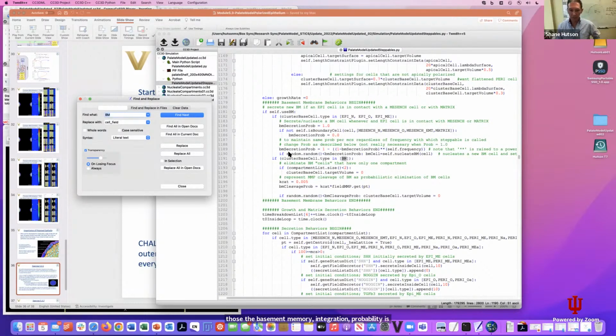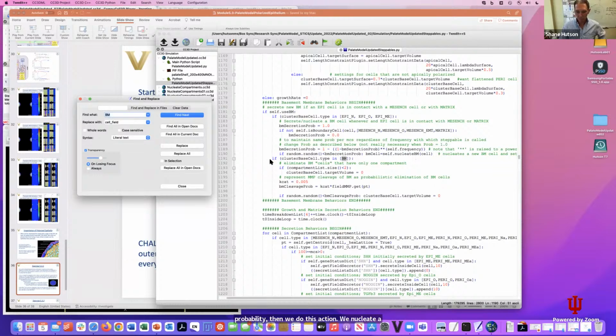We have this step here where we allow it to generate different probabilities depending on how often we're calling the steppable. We'll do some practice with that. For 1 and 0, it doesn't really matter, but we set this up so we could make these something different besides 0 and 1. And then to make it probabilistic, we choose a random number, and if it's less than the probability, then we do this action. We nucleate a basement membrane cell.